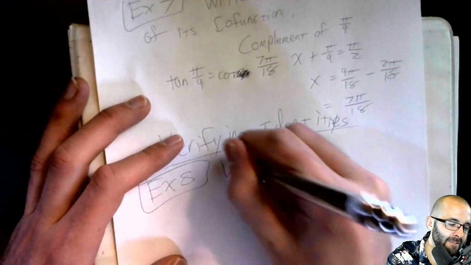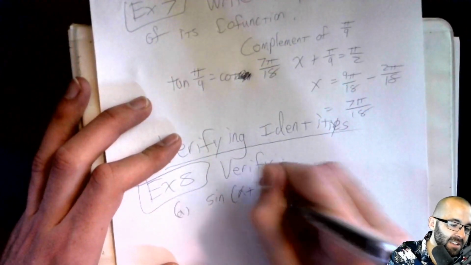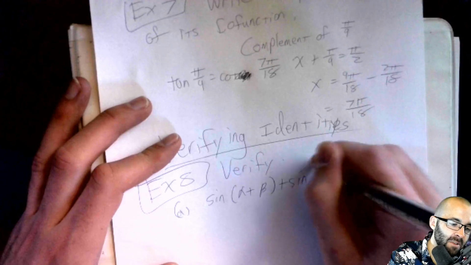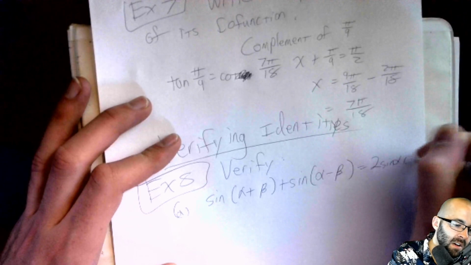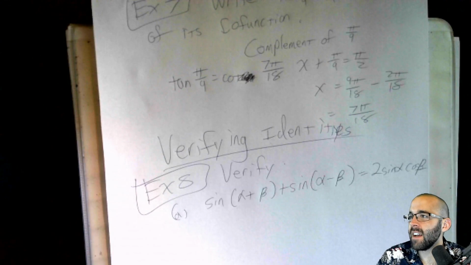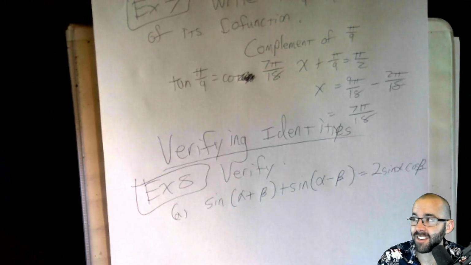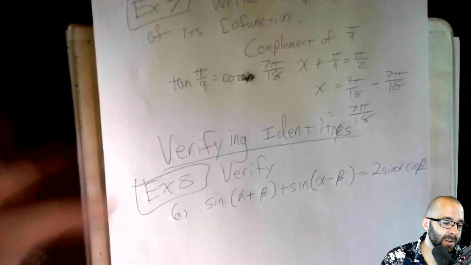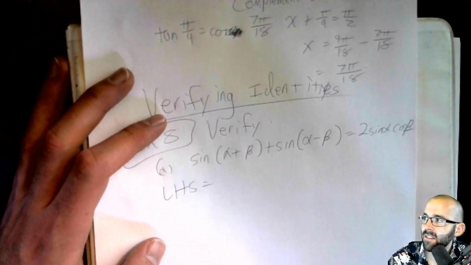Example 8, verify. Part A, the sine of alpha plus beta plus the sine of alpha minus beta equals 2 sine alpha cosine beta. So we start with the messier side, and specifically, starting with the left-hand side is a really good idea because we know we've got great looking identities for the left-hand side. All right, the angle sum for sine and the angle difference for sine. So let's start with the left-hand side and go on a little journey and see if we can get the left-hand side equal to the right-hand side.